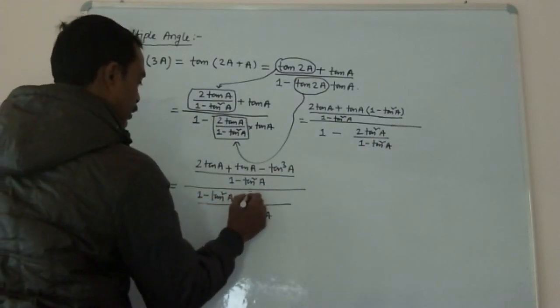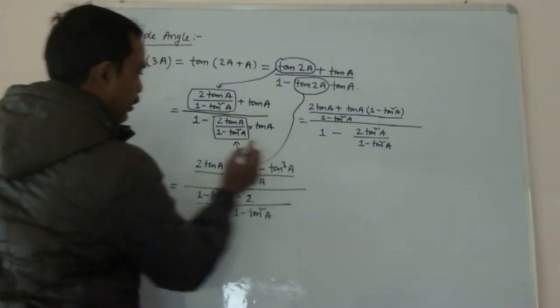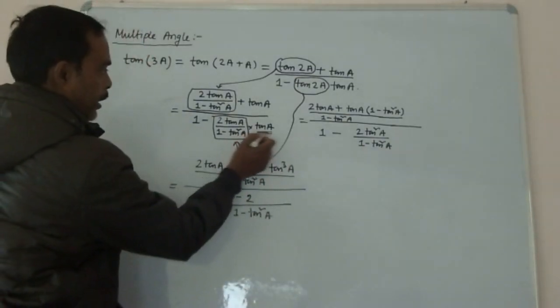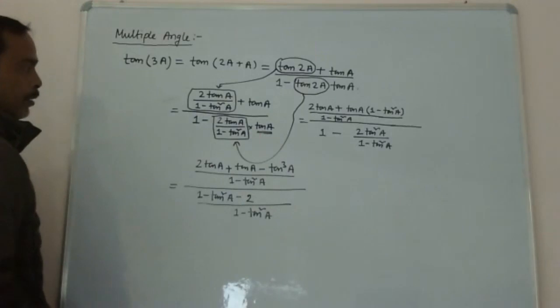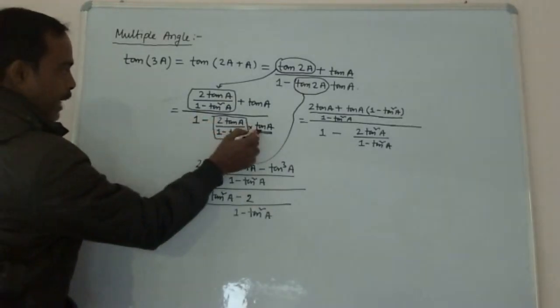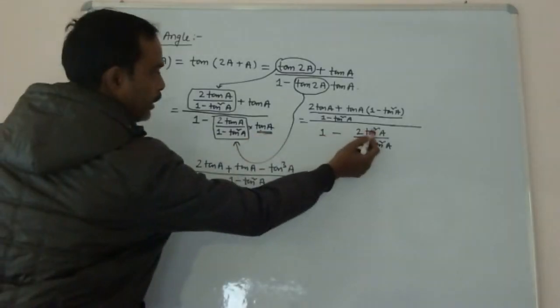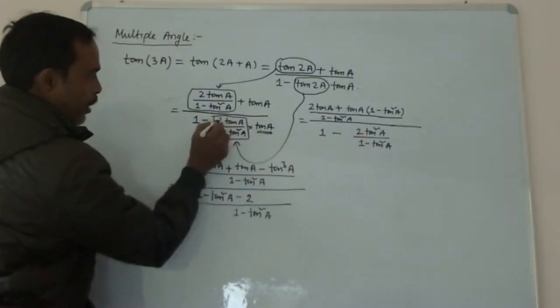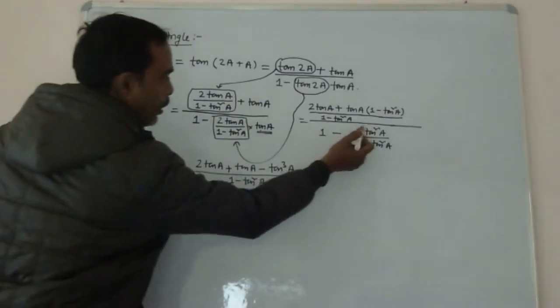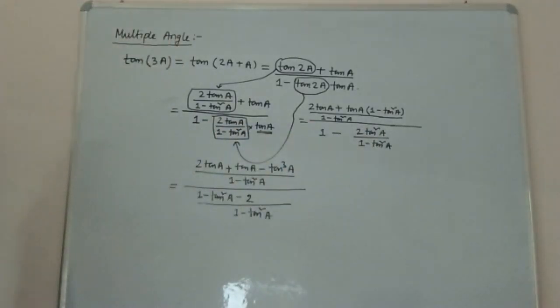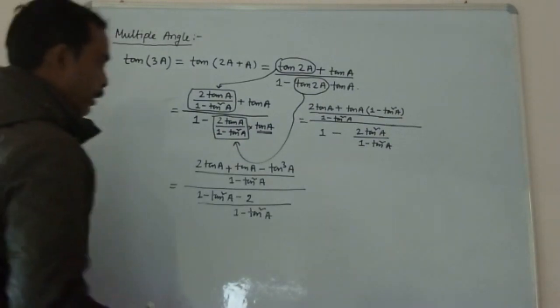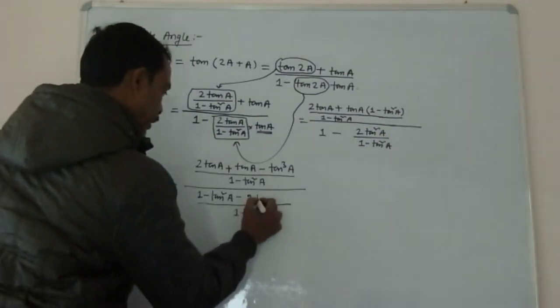Sir, where did the tan go? Where we put it, after that the last tan is this one. This 2 into tan A becomes 2 tan square A. Here in the upper half, 2 tan A into tan A is 2 tan square A. Clear? Yes, sir. So here it is 2 tan square A.